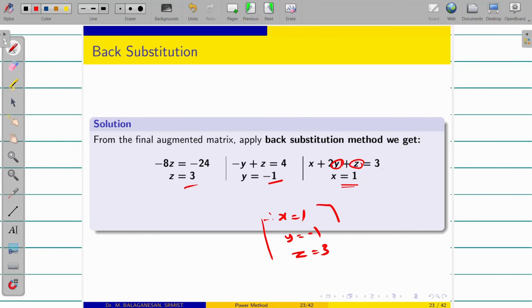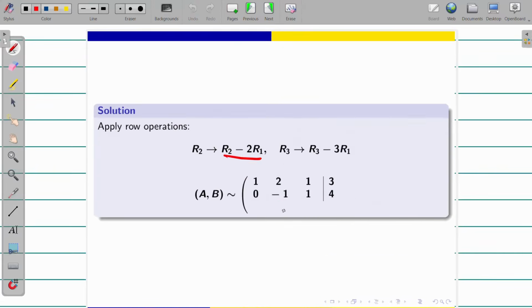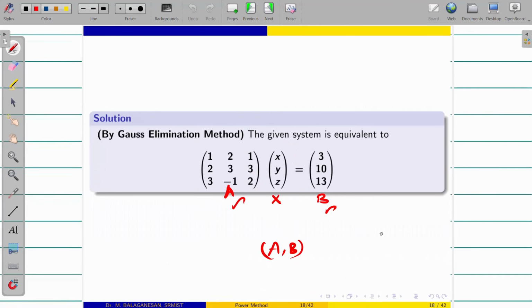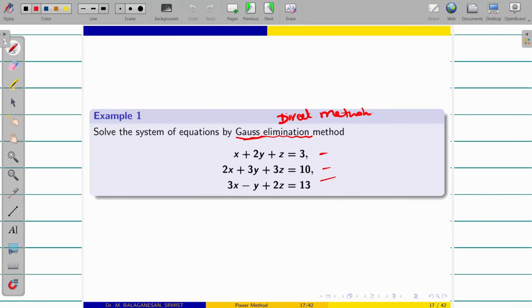So here you can do the cross check. Sir, how to do the cross check? I will tell you now. What is our equation here? The original system of equations. It's in the first slide. I will show you. Yeah, this will be the original system of equations.